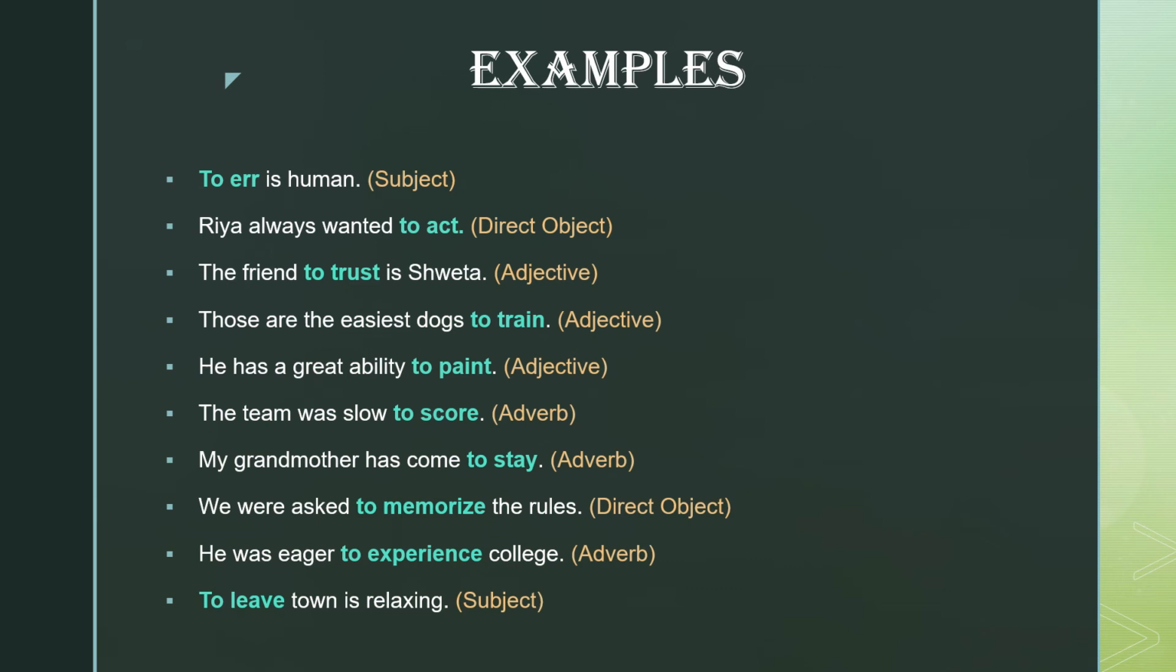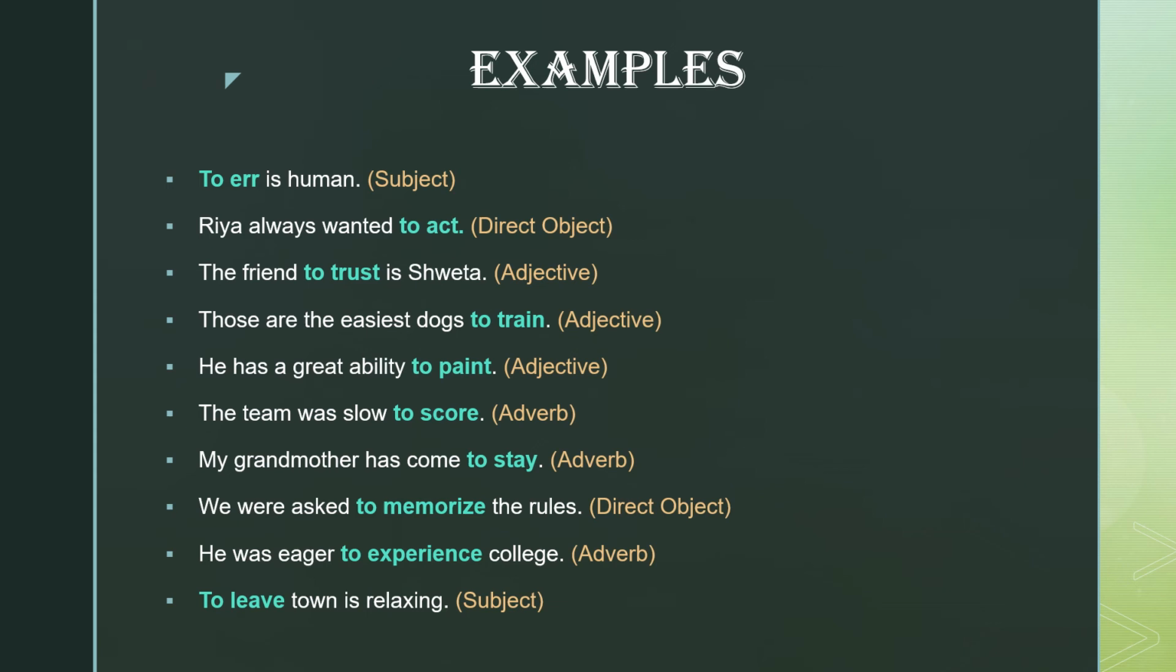Ria always wanted to act. So what did she want? She wanted to act. So it is acting as a direct object to the word want. The friend to trust is Shweta. It is acting as an adjective to trust. Whom will you be trusting? That answer is given by the word trust. So the friend, it is directly pointing out the friend, which is a noun.